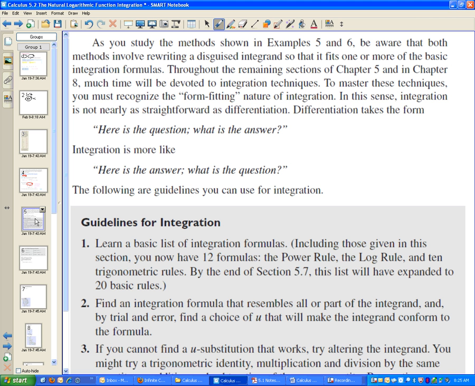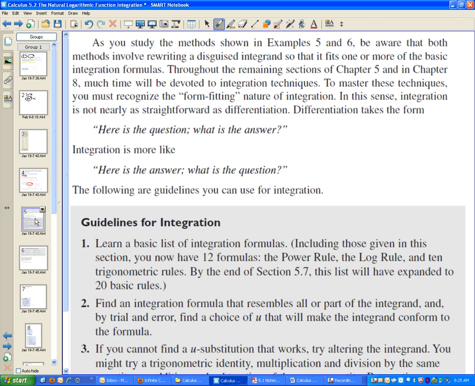Throughout the remaining sections of Chapter 5 and in Chapter 8, much time will be devoted to integration techniques. To master these techniques, you must recognize the form-fitting nature of integration. You've got to memorize the formulas, because if you don't, you won't recognize what you're able to integrate and what you're not able to integrate. Okay? I mean, it's kind of basic. When we did geometry, you had to recognize a triangle. So, okay, I can do all the stuff with triangles on this. You had to recognize a parallelogram. Okay, I can do all the parallelogram stuff with this. Well, you've got to recognize, hey, that's a 1 over u. I can do the natural log thing.